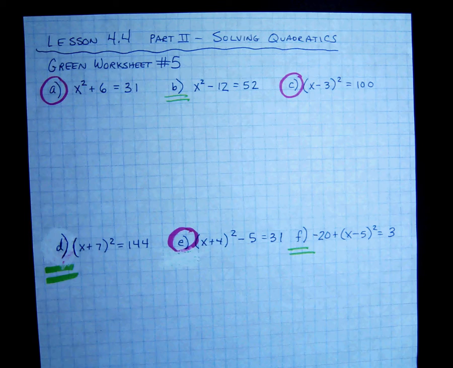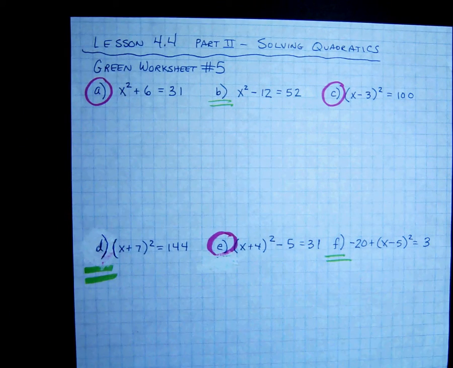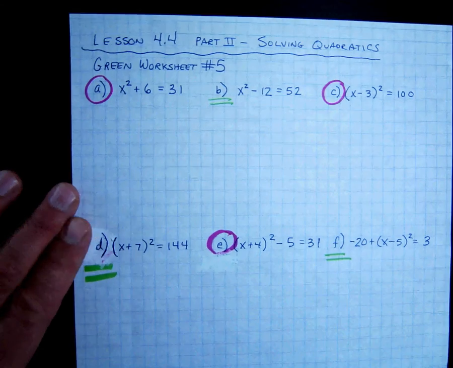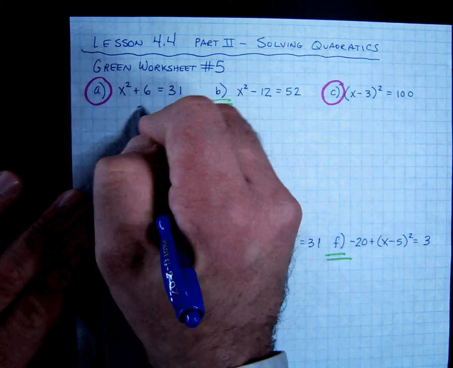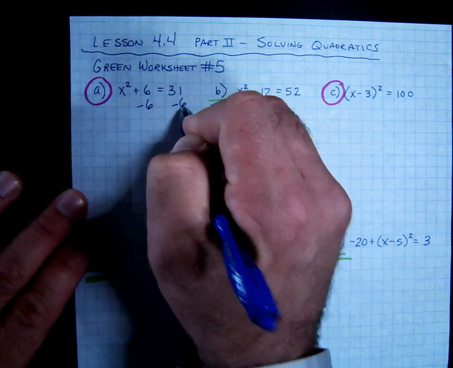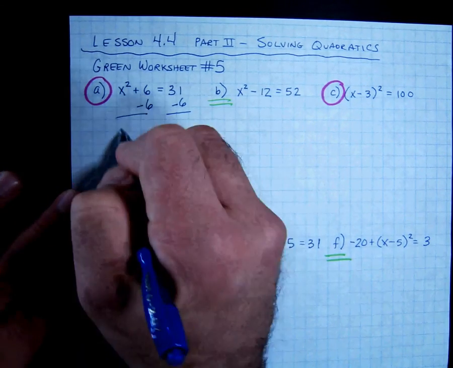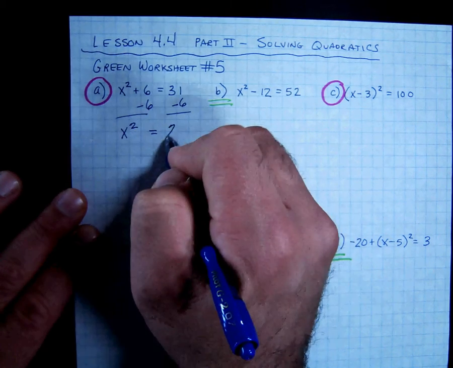So I'm going to go ahead and work on problem A. They want us to solve for x in the quadratic equation x squared plus 6 equals 31. Well, one way to do this problem is by simply doing algebra. We're going to try to get x by itself, so I'm going to take away 6 from both sides. After I take away 6 from both sides, I get x squared equals 31 minus 6, which is 25.